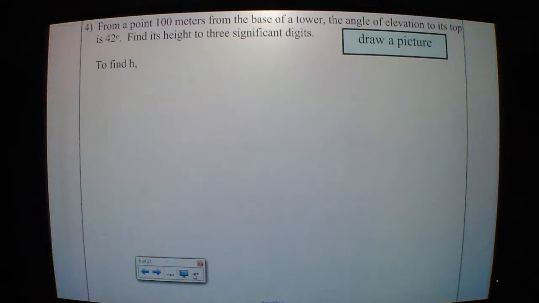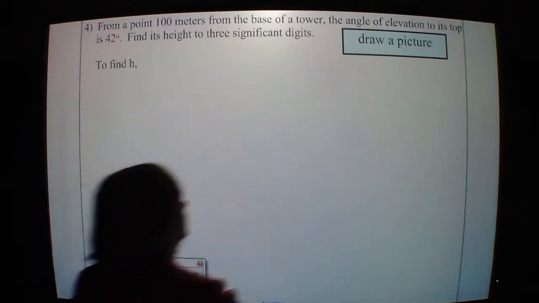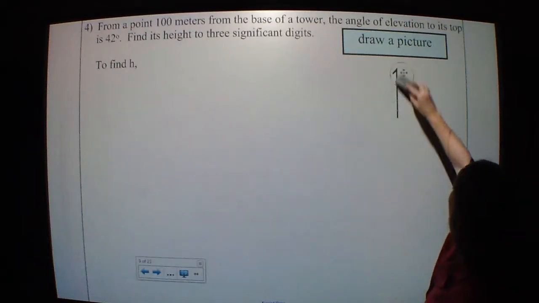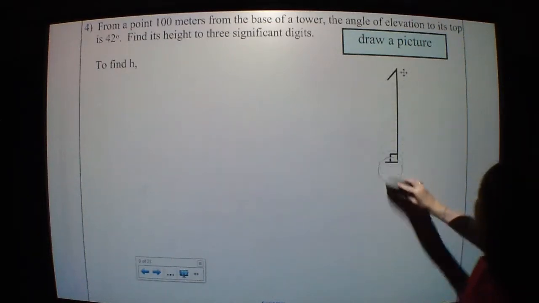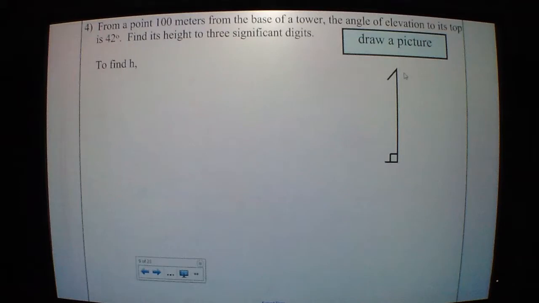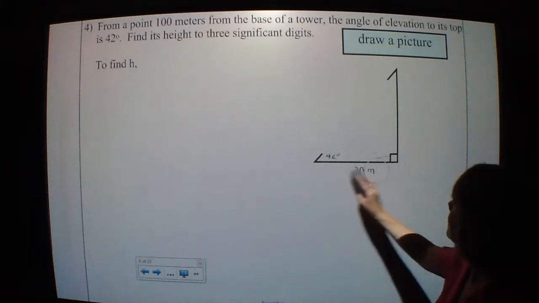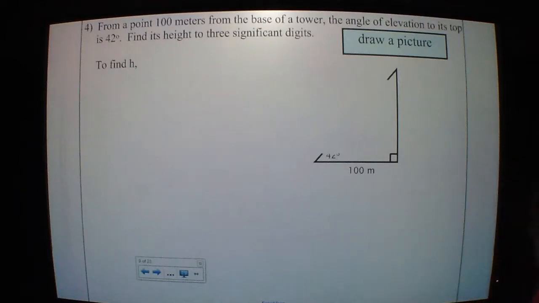To part 2 notes. From a point 100 meters from the base of a tower, the angle of elevation to the top is 42 degrees. Find the height to 3 significant digits. So I have some tower here. Okay, so there's my tower. And I am 100 meters from the base. So that's 100 meters from the base.